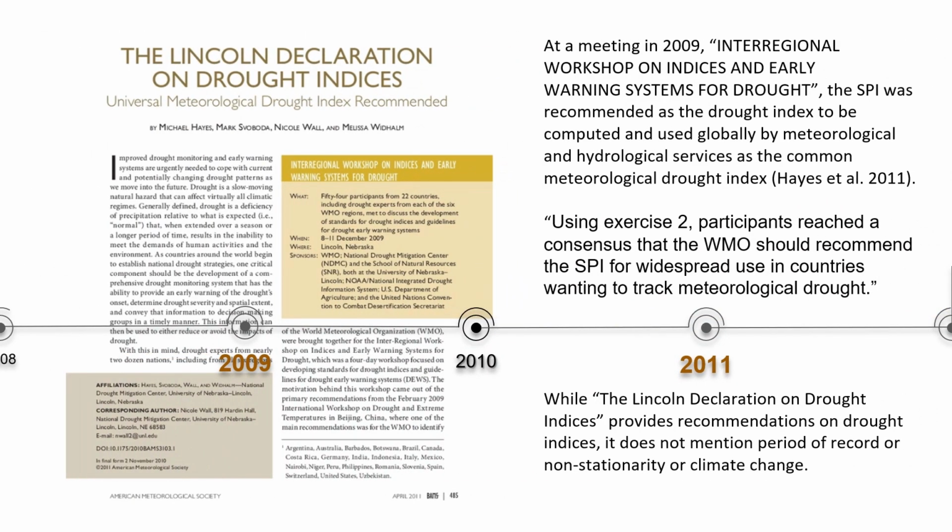Fast forward to 2009 at a workshop called the Interregional Workshop on Indices and Early Warning Systems for Drought. The SPI was recommended as the drought index to be used globally among national meteorological and hydrological services. This became known as the Lincoln Declaration, and it was published in a BAMS paper in 2011. While it provides recommendations on drought indices to use, it does not mention period of record or non-stationarity or climate change in these recommendations.